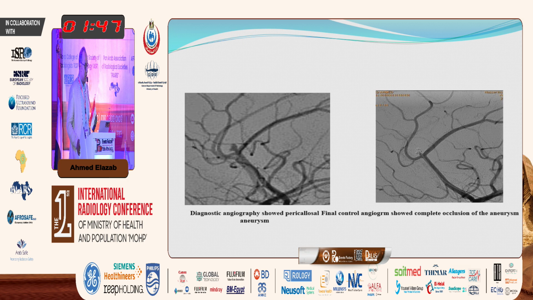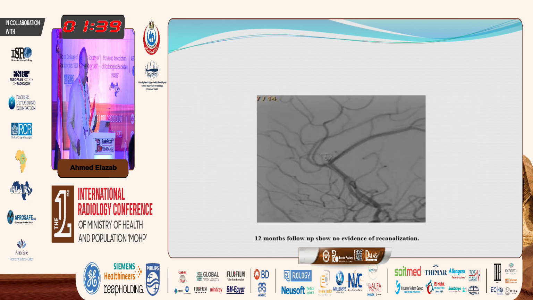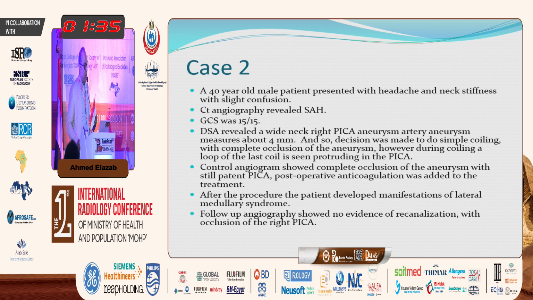And here we can see diagnostic angiography shows pericallosal aneurysm. Final control angiogram shows total occlusion of the aneurysm. And here 12 months follow-up shows no evidence of recanalization. Case 2, a 40 years old male presented with headache, neck stiffness, slight confusion. Digital subtraction angiography revealed right PICA aneurysm. It was 4 millimeter. Also, the decision was to perform simple coiling.